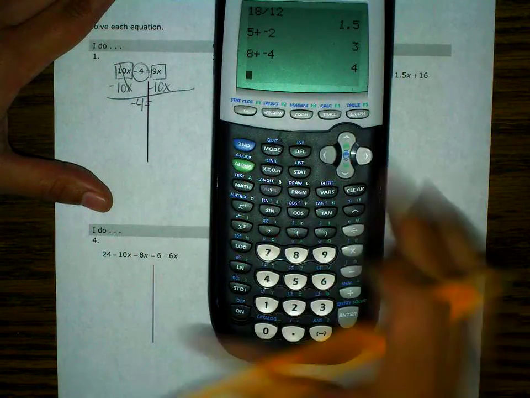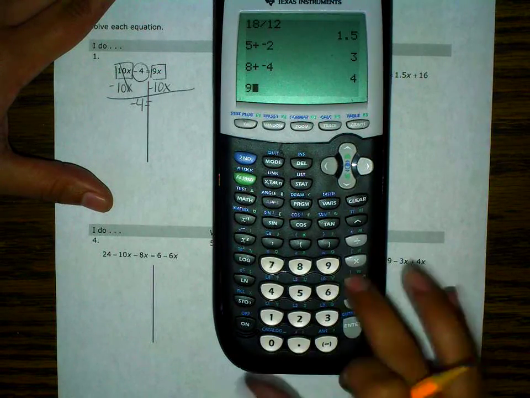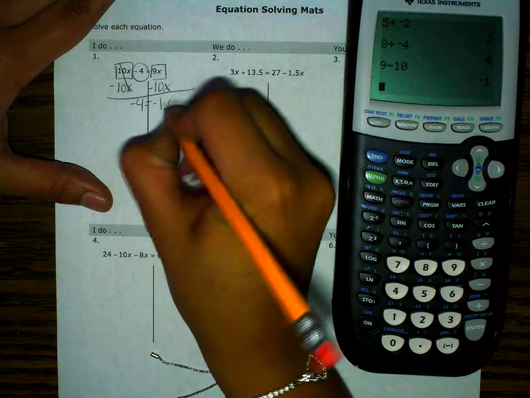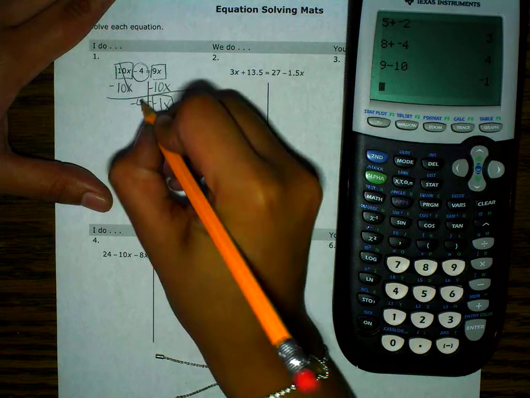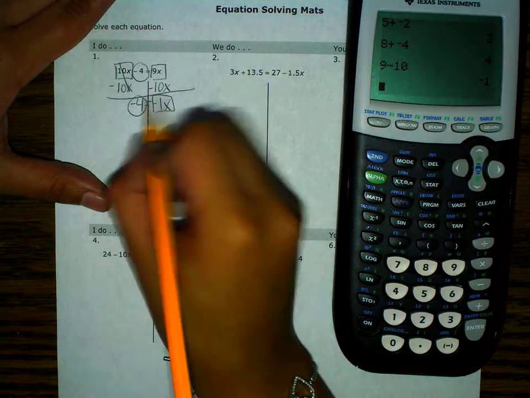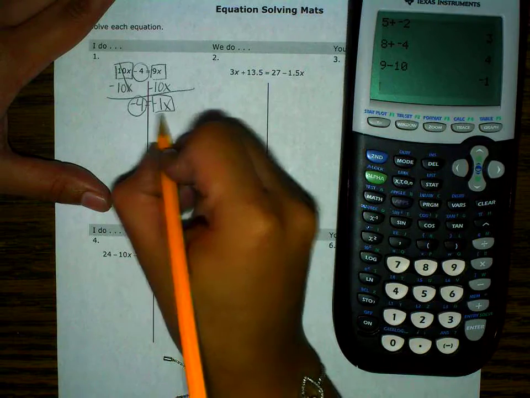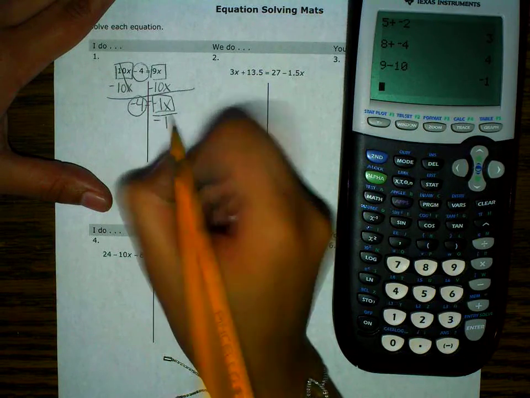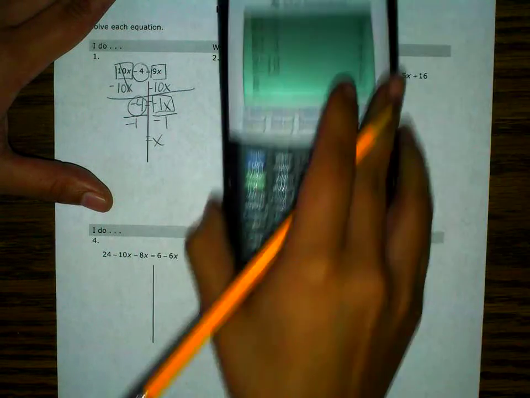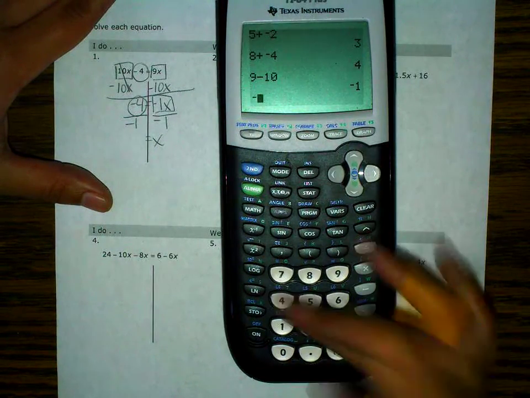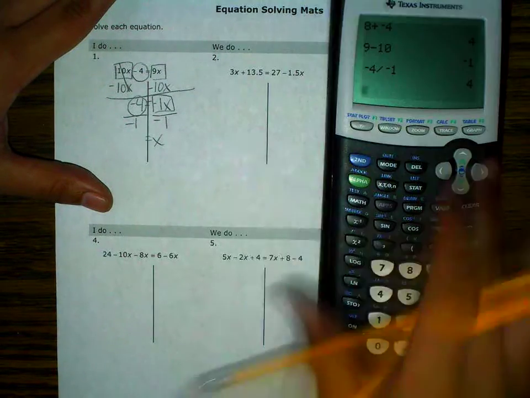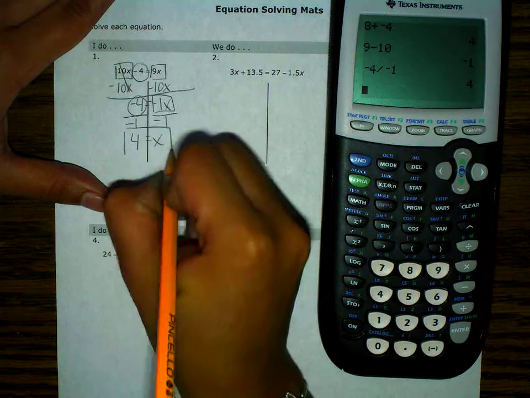We're going to do that on the calculator. 9 minus 10 gives me negative 1. Now I have a box here and a circle here. I'm ready to divide since I have only one shape on this side and one shape on the other side. So we're going to divide by negative 1, which is the number in front of x. So we're going to put that on the calculator. Negative 4 divided by negative 1, enter. It's equal to 4. So that's our answer.